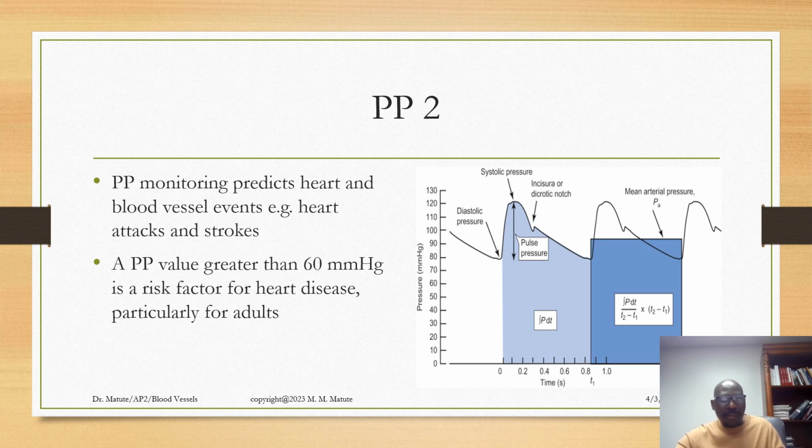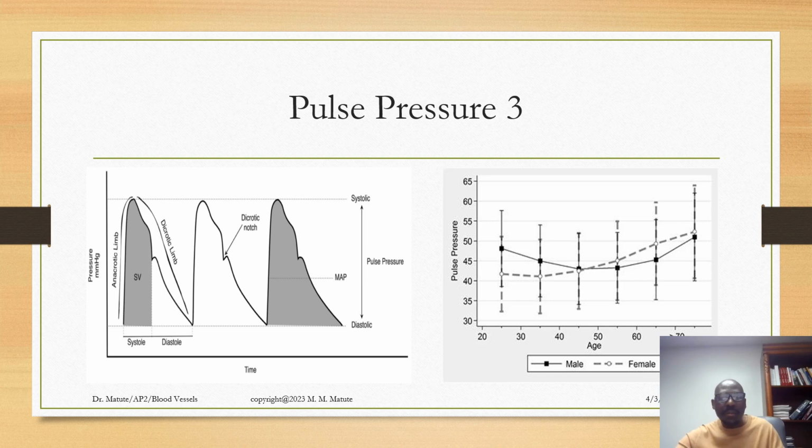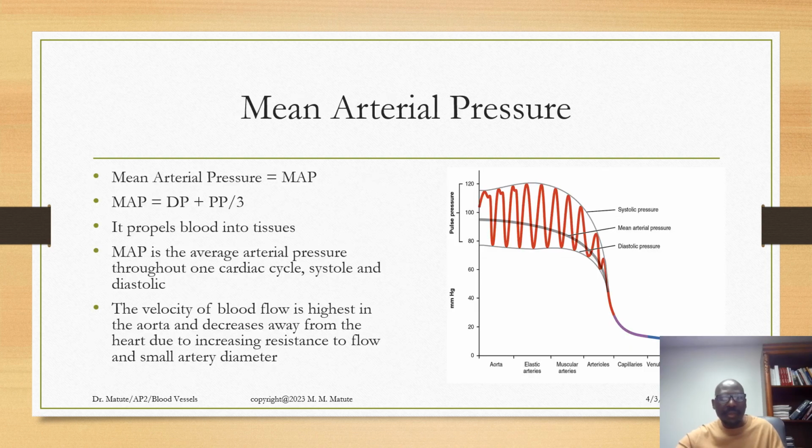All right. So again, here you can see that if the PP is 60 millimeters of mercury, then it means that you have a medical problem in the making. There are some good diagrams here.